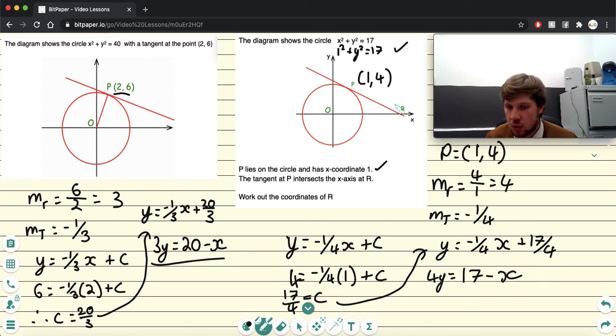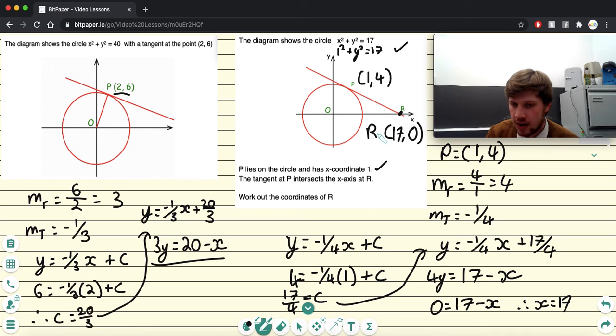I want to know the coordinates at R. Well, I already know one of the coordinates. I know that my y coordinate is 0. Because it cuts through the x-axis, my y coordinate is 0. So therefore, I can substitute into here. 4 multiplied by 0, which is 0, is 17 subtract x. So therefore, x must be equal to 17. So my coordinates at R is (17, 0).